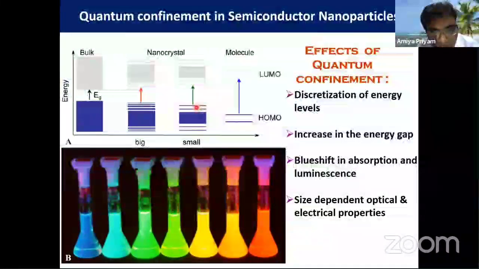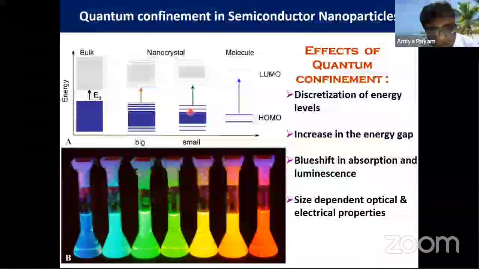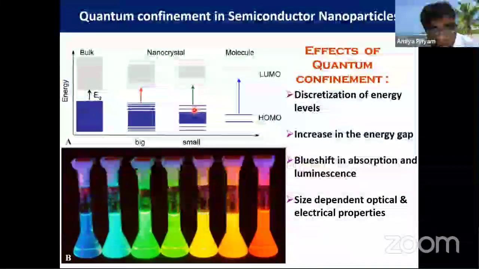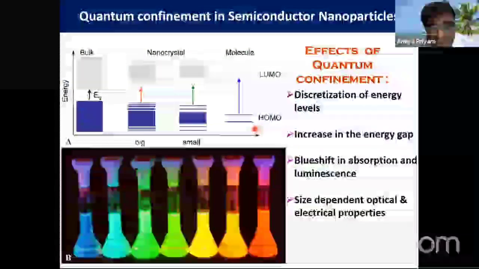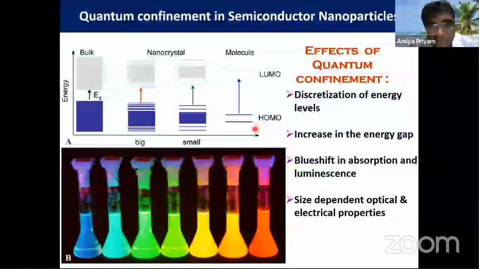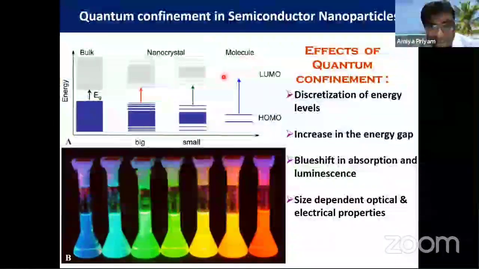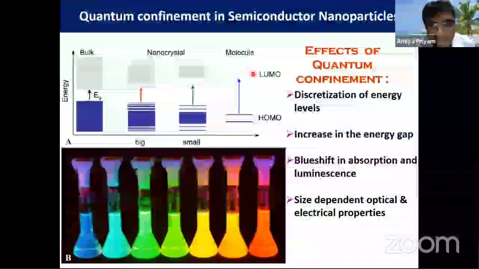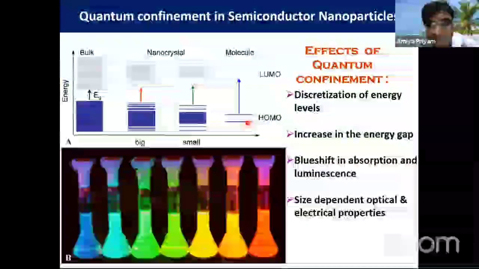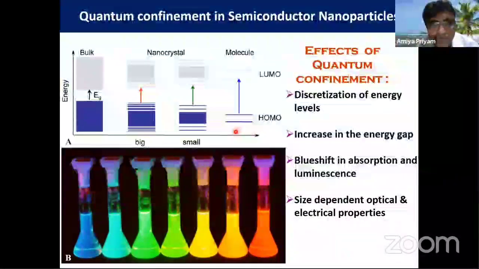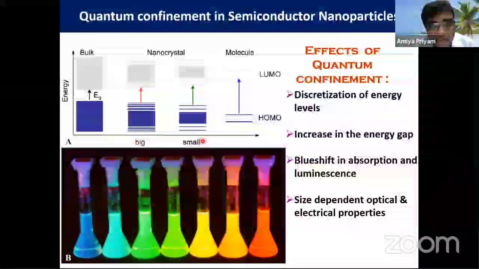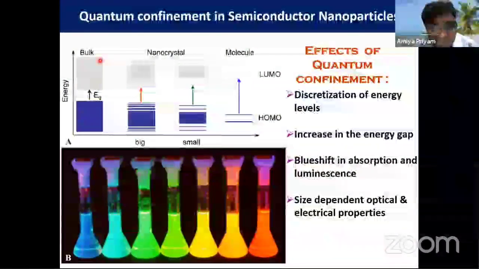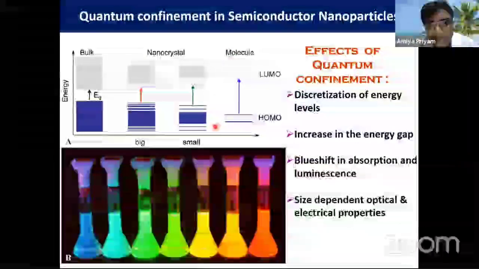As you go from a nanocrystal to a smaller nanocrystal, the discretization is more and more prominent. The ultimate thing will be when you reach one cadmium and one selenium, which will form a cadmium selenide molecule. In that case, you will have completely discrete energy levels, as in a molecule. That's what I said earlier: they show properties which are intermediate between those of a bulk crystal and a molecule.